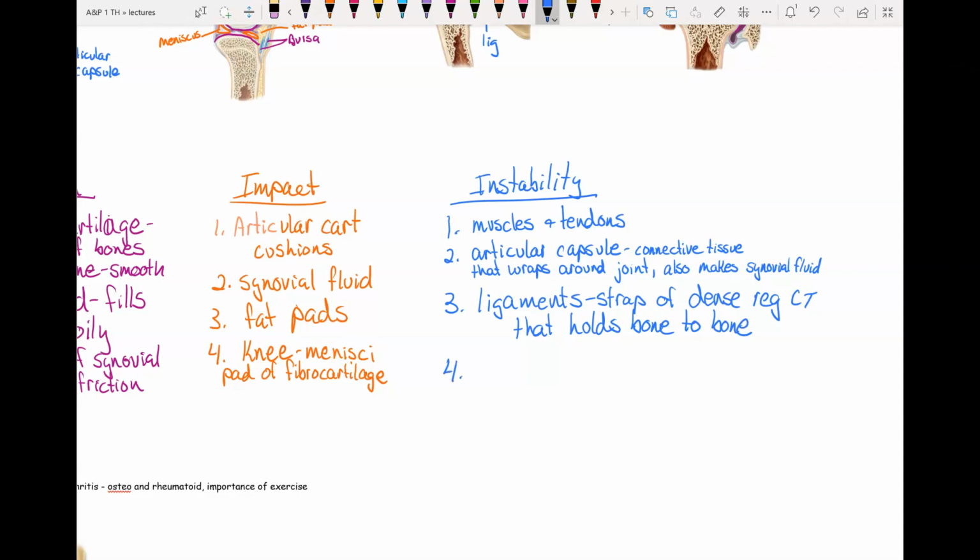And then the fourth thing here, which is found just in the shoulder and the hip, is another thing like the meniscus. Not all joints have it, but in your shoulder and your hip, you have a labrum. So remember, these are the ball and socket joints. So the labrum is a piece of cartilage that lines the socket, and it helps hold the head of the other bone in place.